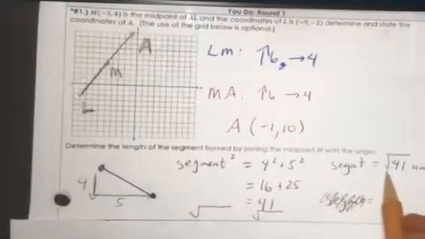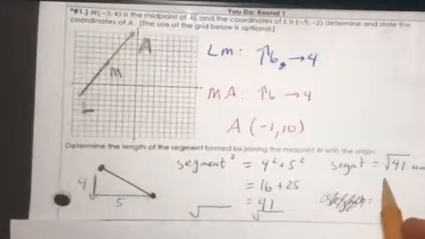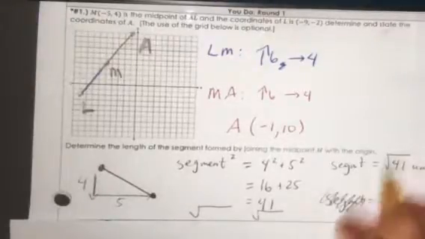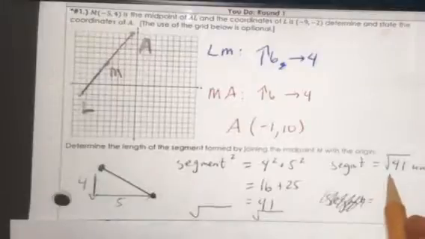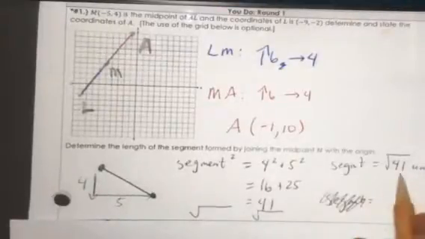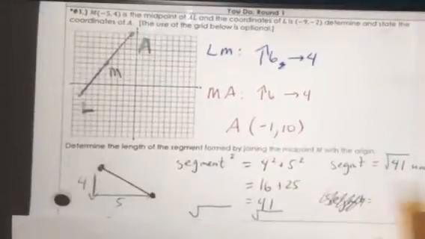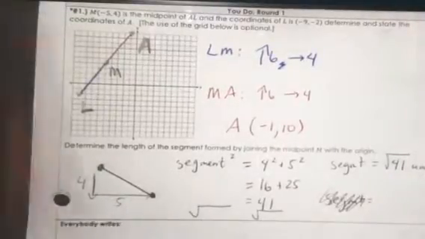How long is the square root of 41? It's between what and what? Well, the square root of 41 is more than the square root of 36. So this is more than 6. The square root of 49 is 7. This is less than 7. This is a number between 6 and 7. Great job, Smarty Pants. All right.